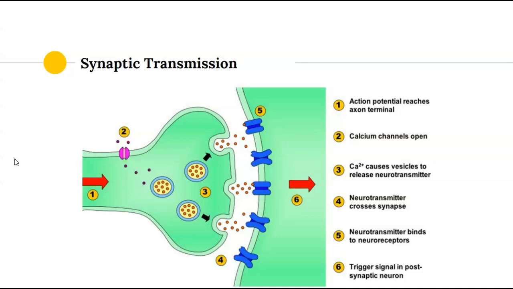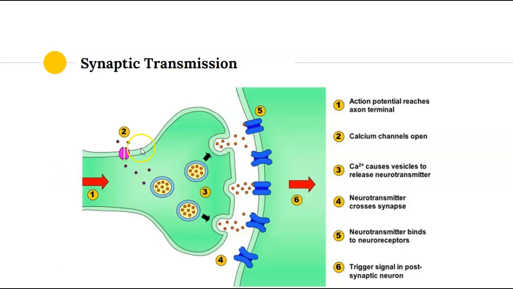Okay. This is a little bit more of an image of synaptic transmission. This is how that action potential has traveled through the axon. Now we're at the end plate of our first neuron. So what actually happens? Well, our axon terminal gets the action potential. So first the action potential has to actually reach this.